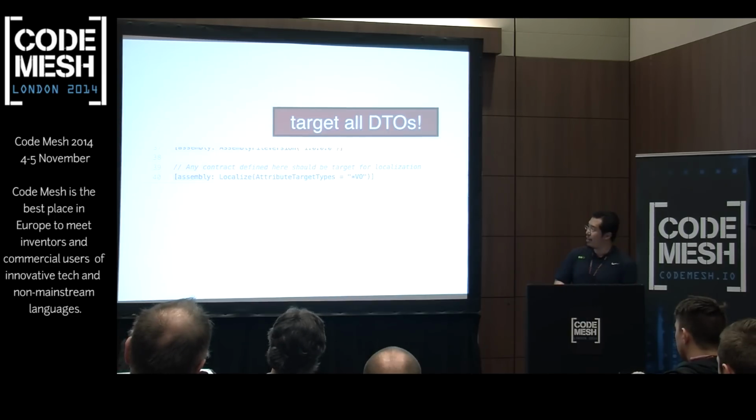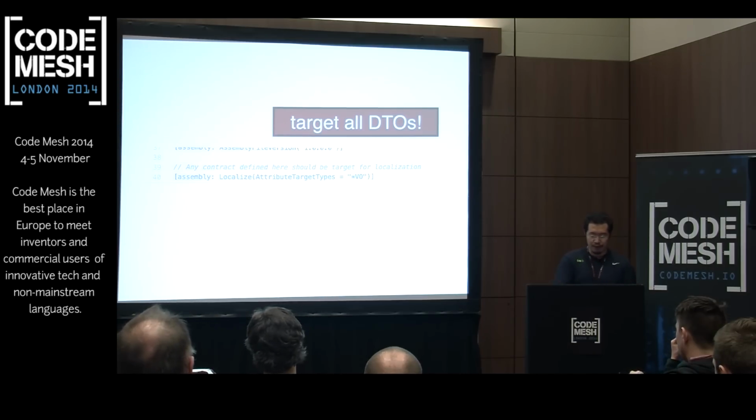And then we have one line of code to just apply this to all of our DTO classes. And this covers about 95% of our localization work, and took me about an hour to write. And whenever we need to add a new type that requires localization, it's all done automatically without me having to do any more work.